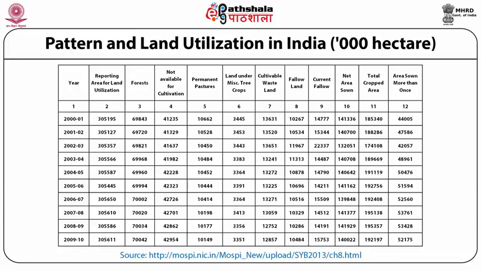And the data which have been included in this table relates to reporting area for land utilization, the land which is covered under forests, the land which is not available for cultivation, then land which is occupied in the form of permanent pastures, then land under miscellaneous tree crops, cultivable wasteland, fallow lands, current fallow, net area sown, total cropped area, and lastly, the area sown more than once.